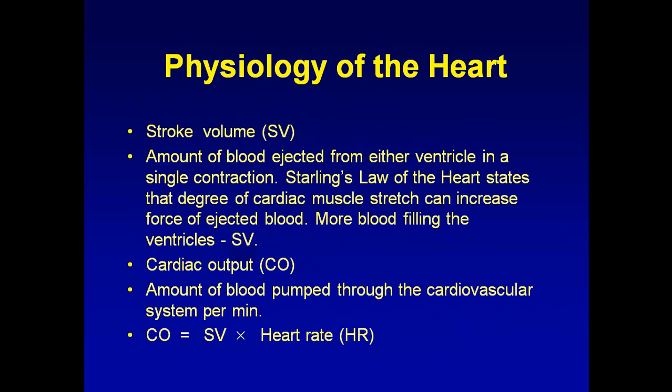Stroke volume, as we know, is the amount of blood ejected from either ventricle in a single contraction. Starling's law of the heart states that the degree of cardiac muscle stretch can increase the force of contraction and ejection of blood. So the more blood filling the ventricle, the more contraction, and the more stroke volume. Cardiac output, as we know, is the amount of blood in liters pumped through the cardiovascular system per minute. And this is a famous equation: cardiac output equals stroke volume times heart rate.